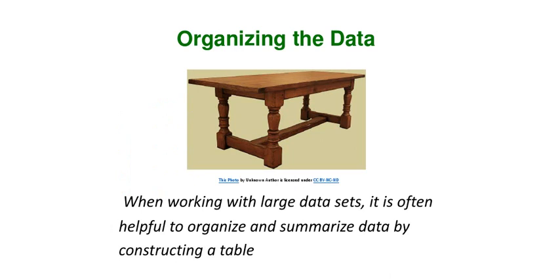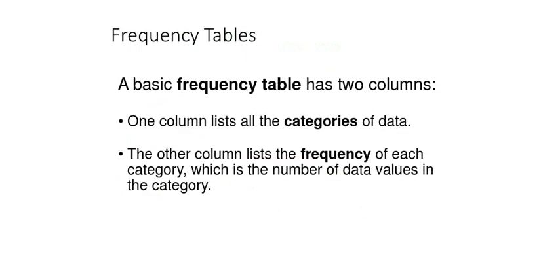Finally, we're interested in how we organize that data, and one way that we are interested in dealing with data is tables. It's very important that we are able to organize data and summarize it by constructing a table, not that kind of table. But one of the most basic ways that we organize data is something called a frequency table. One column lists the categories of the data, the other column lists the frequency of each of those categories, the number of data values in that category.